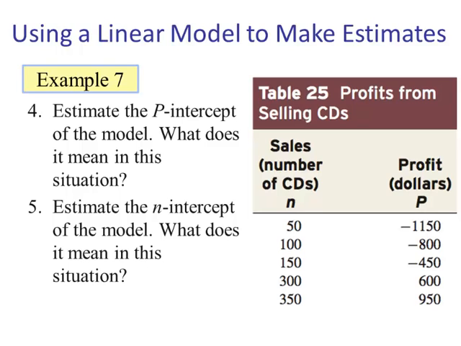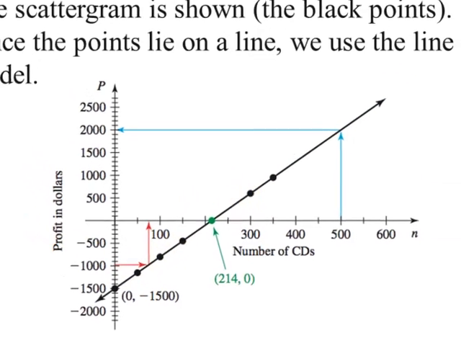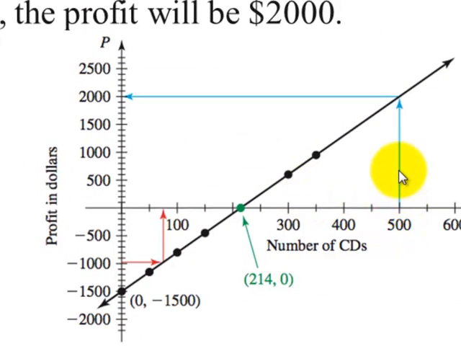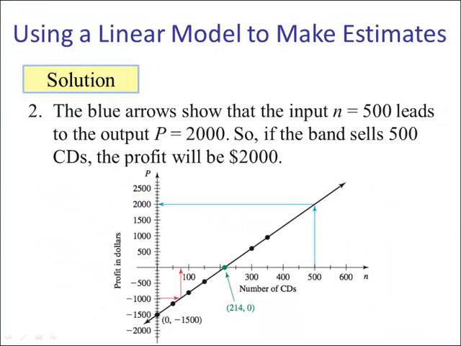Let's do the scattergram first. So if we plotted on graph paper our 5 data points listed here, and then we draw a line to connect them, we have our linear model. The blue arrow shows that when N is 500, that leads to a profit of about $2,000. So if the band sells all 500 CDs, the profit will be $2,000.